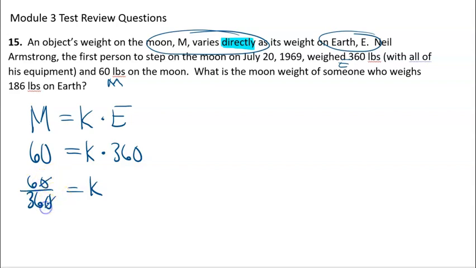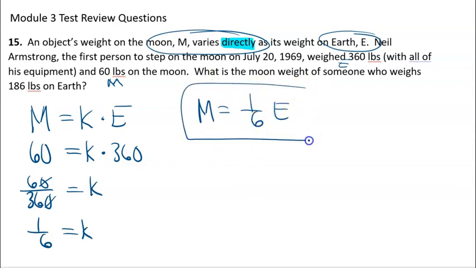Look, that 0 cancels with that one. And you know 6 divided by 36 reduces to 1/6. So I'm going to keep this in fraction form, just so I don't have to round, because the decimal's ugly. All right, so I have m is equal to 1/6 k, and now e.